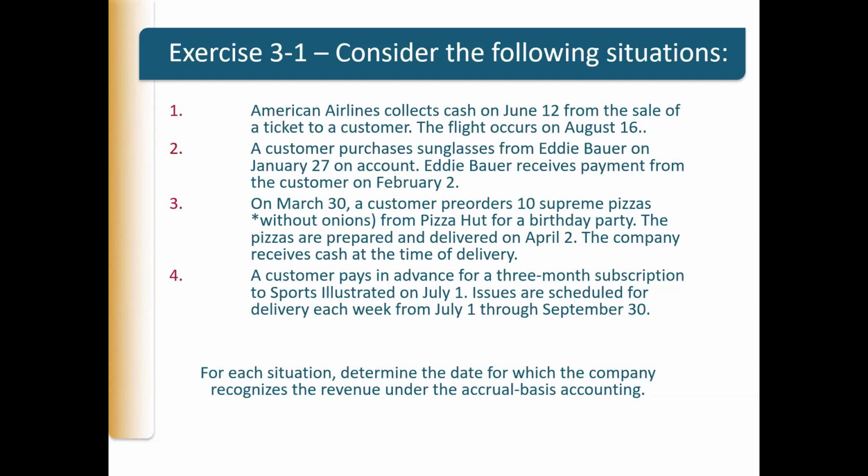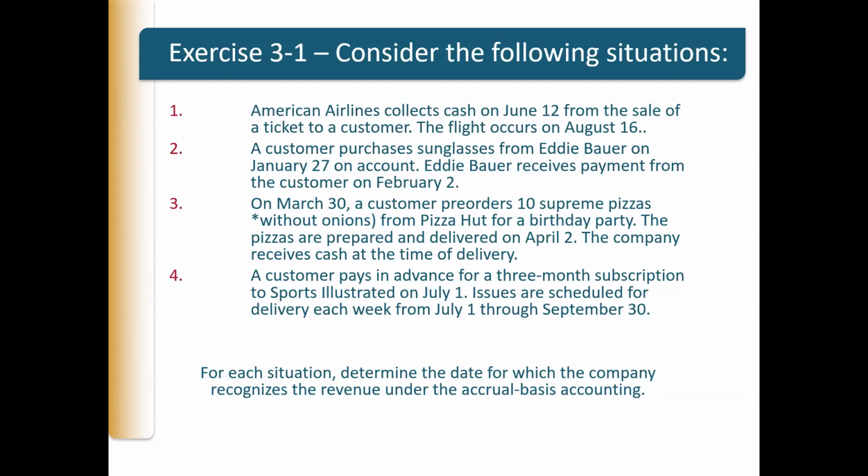Nathan, or Stephen X. Okay, so number one, American Airlines collects cash on June 12th from the sale of a ticket to a customer. The flight occurs on August 16th. I guess I would say the accrual happened on August 16th because that's when the flight happened. So you're saying that's when the revenue would be recorded? Yes. How many agree with Stephen X?